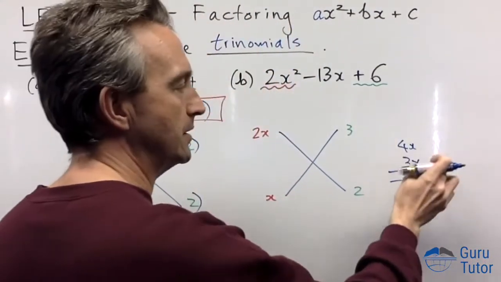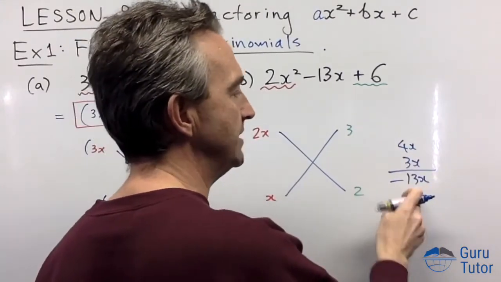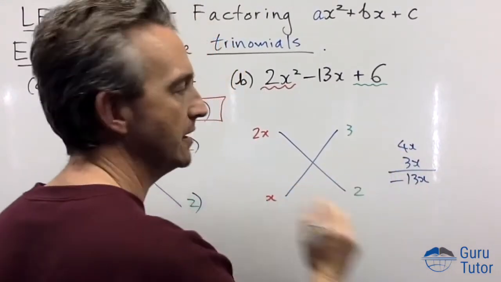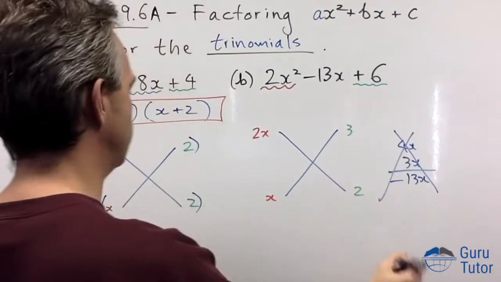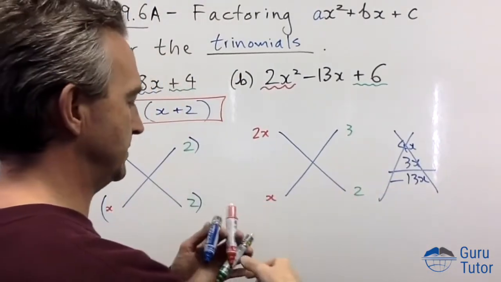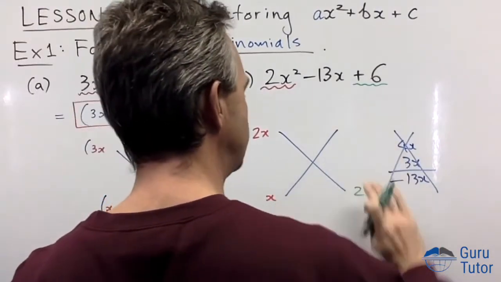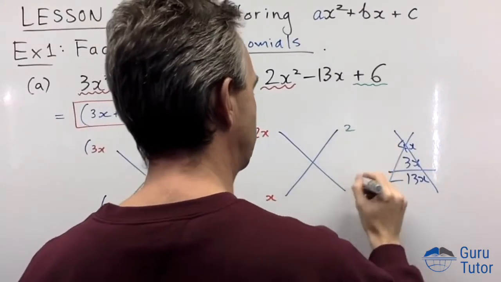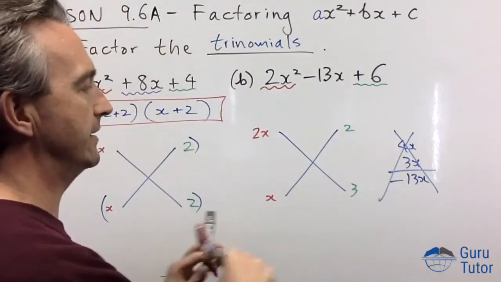Can 4x plus 3x ever give negative 13x, even if you play with the minuses? No, it can't. Okay, so we're going to try something else. What else can we do? 3 and 2. Let's try 2 and 3. 2 and 3. Do it again.